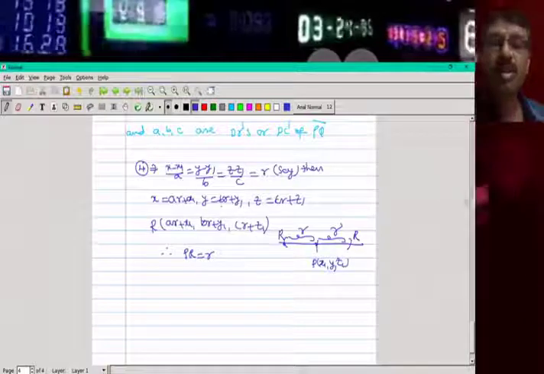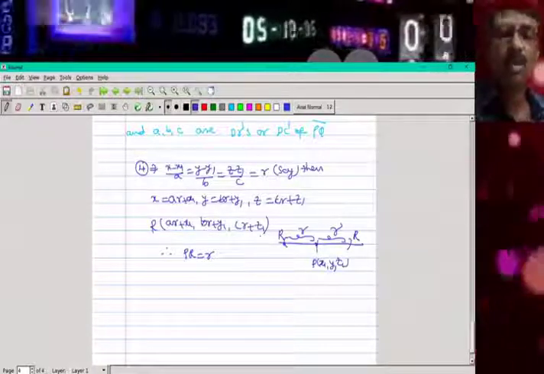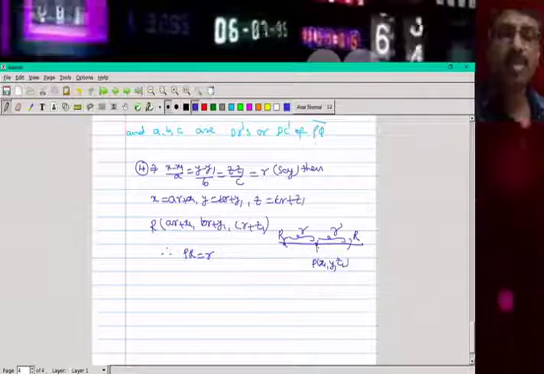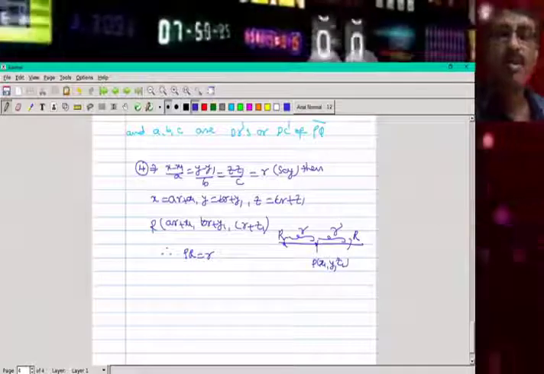So this formula is very useful in coming chapters. When we require a point at some distance from a fixed point, then we use this formula.